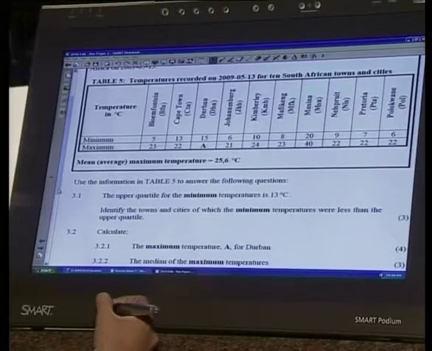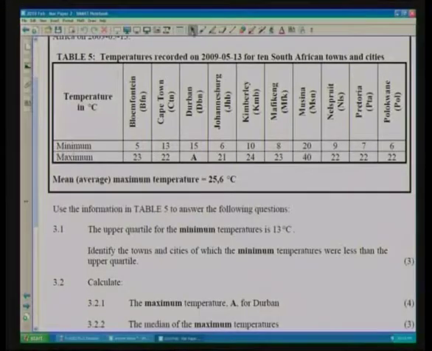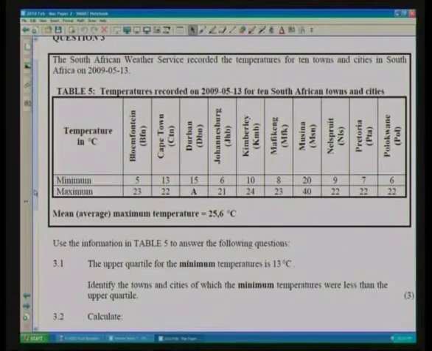3.1. The upper quartile for the minimum temperatures is 13 degrees Celsius. Identify the towns and cities of which the minimum temperatures were less than the upper quartile. Now, obviously, you need to think about, firstly, what are quartiles? So just take 2 minutes out, just have a look at that. Basically, what that means is that they've taken the information and they split it into 4 parts. You've got your top 25%, then you've kind of got your middle 50%, and then your bottom 25%.